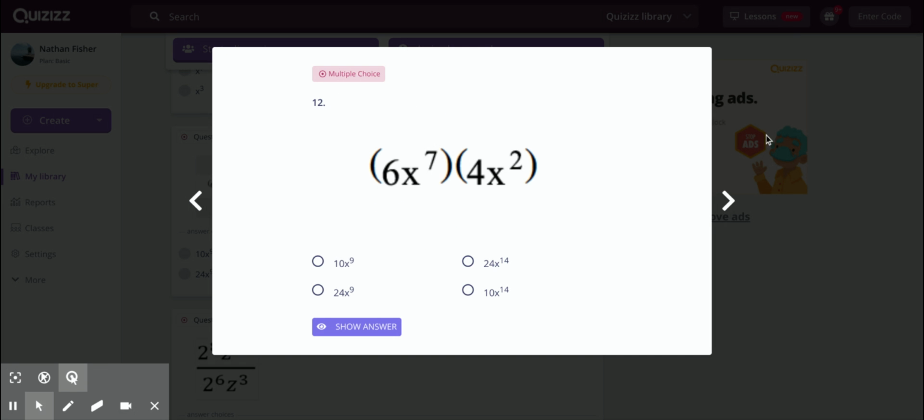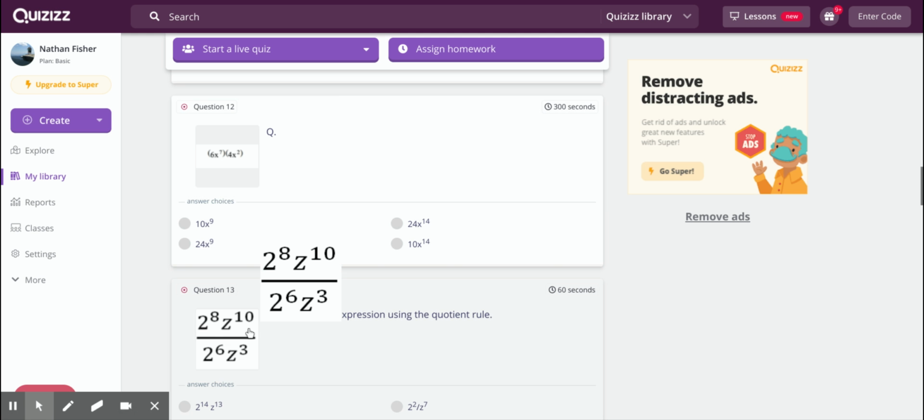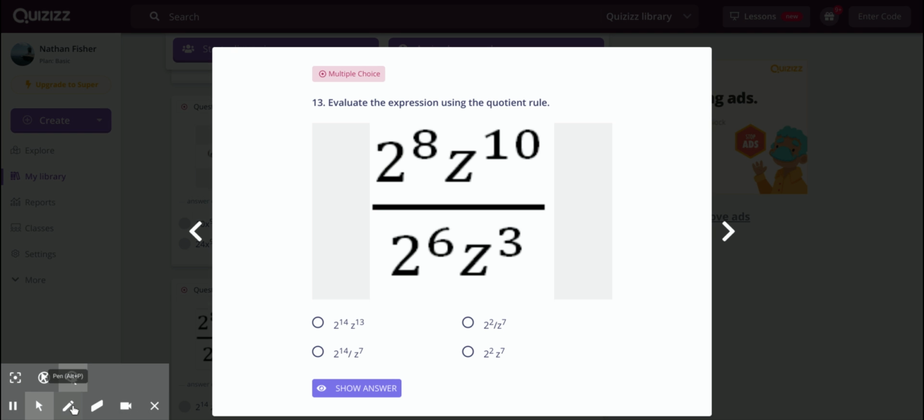So that's what we would do with multiplication. Let's look at division now, something like this. I have a separate video for longer division, for when there are multiple terms on the bottom. But we'll talk about what we do when it's a monomial, or a single term, in the denominator, or on the bottom.